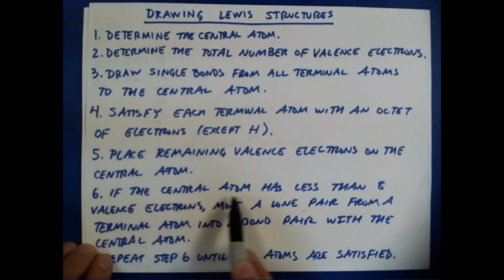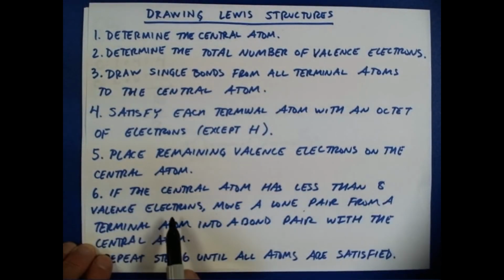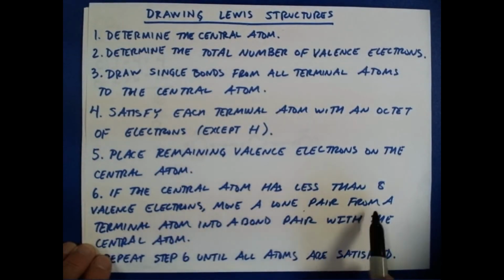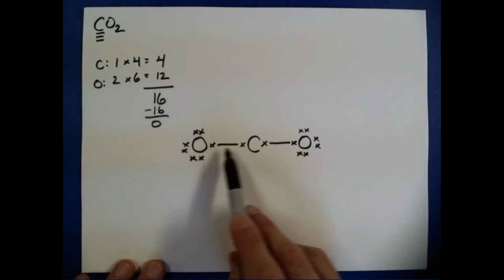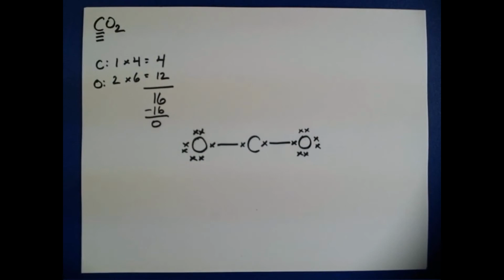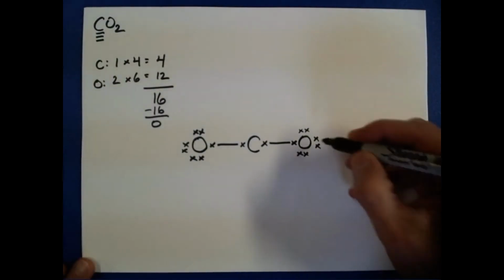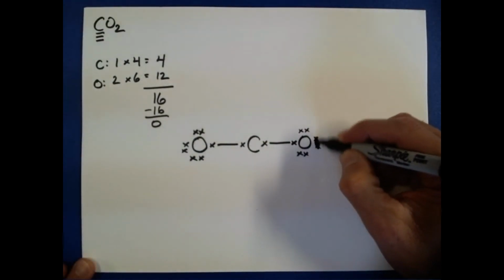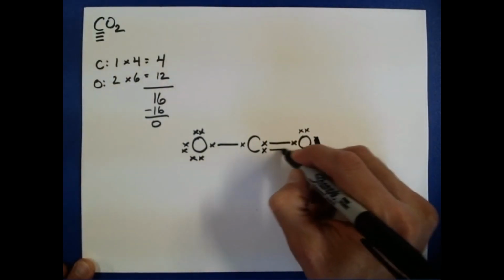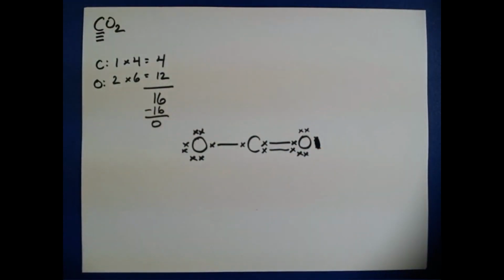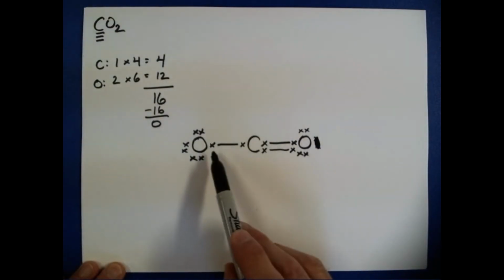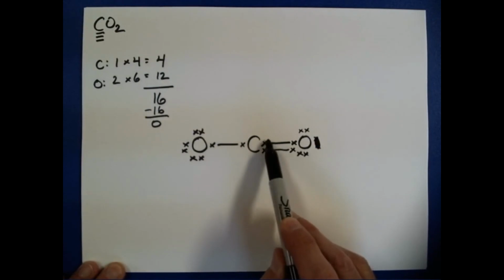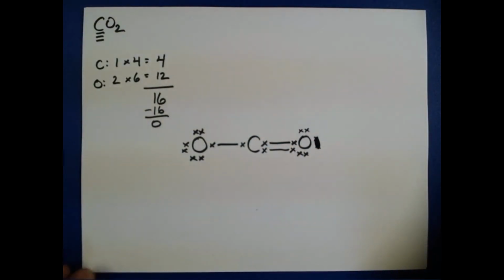Now we've got to check our central atom and see if it has less than 8 valence electrons. If so, we'll move a lone pair from one of the oxygens into a bond pair with the carbon. Well, sure enough, our carbon feels like it has 1, 2, 3, 4. It needs more than that. So what we'll do at this point, I'm going to move this lone pair into a bond pair with my carbon atom. Now it still doesn't have its 8. Watch, it's got 1, 2, 3, 4, 5, 6. It needs to have 8.